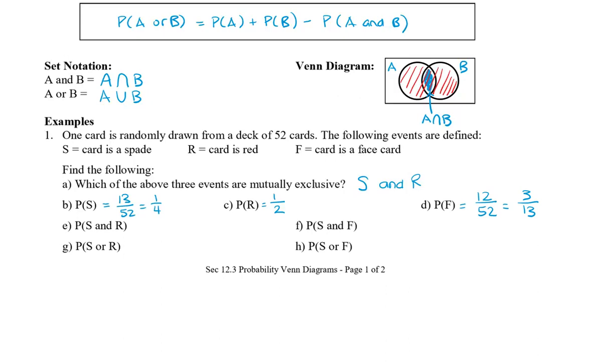All right, so now let's take a look at some combined events. So getting a spade and getting a red card. Well, those are mutually exclusive, so the probability of that happening is 0.